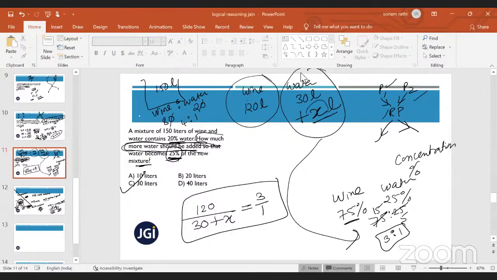Answer is 30 liters. So you are adding 30 liters of water to make 20% concentration into 25% concentration. Got it? Yes or no?